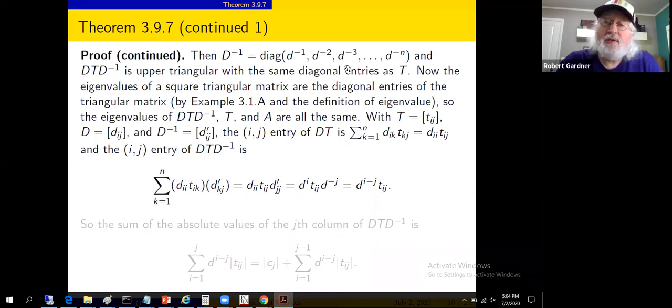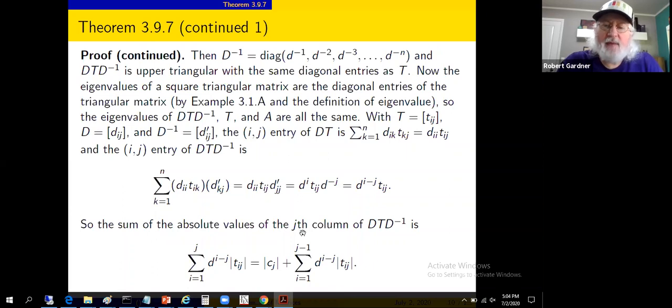Look how the entries along the diagonal of D inverse are labeled. So we get a d to the negative j here. Similarly, d sub i, that was powers of d as well, positive powers. So we'll get a d to the positive i here. And we can simplify that a wee little bit as d to the i minus j times t sub ij. All right, so we just found the ij entry of this matrix product D T D inverse.